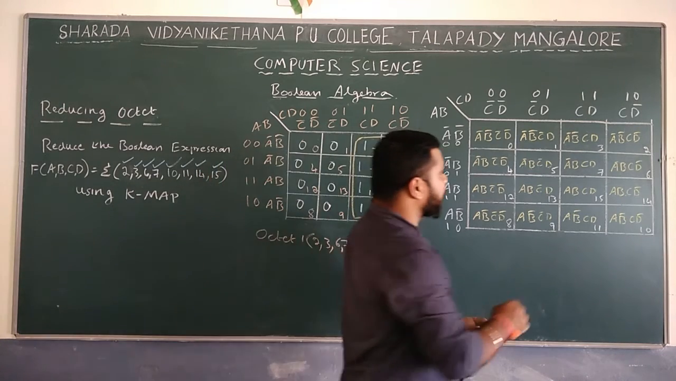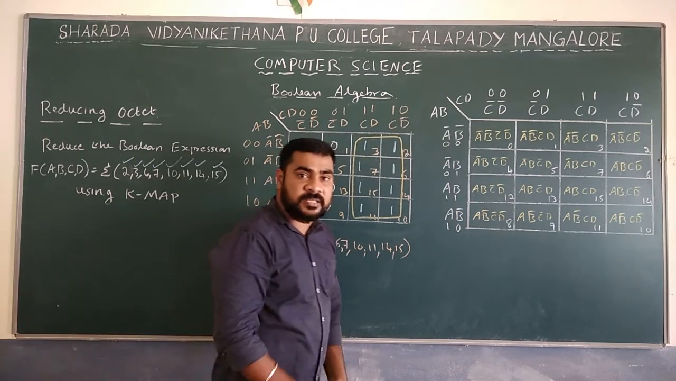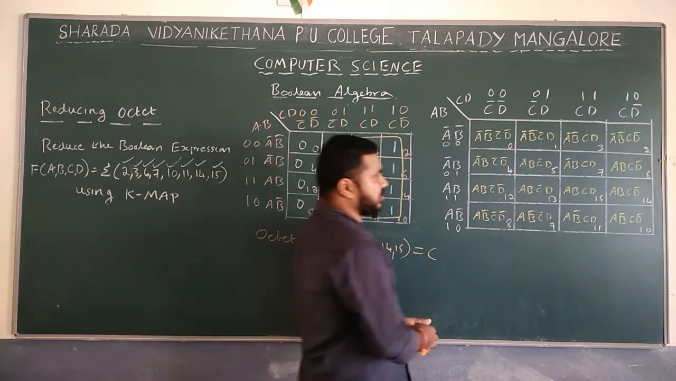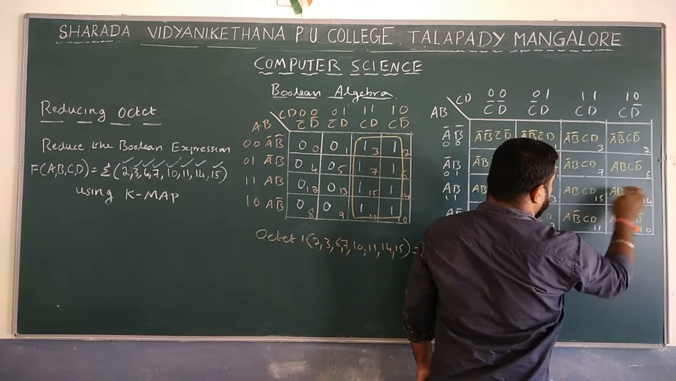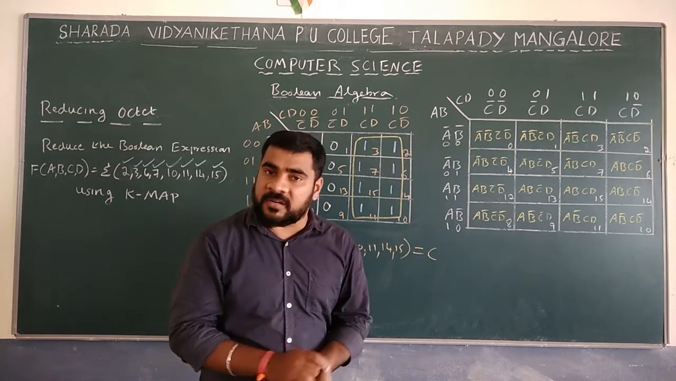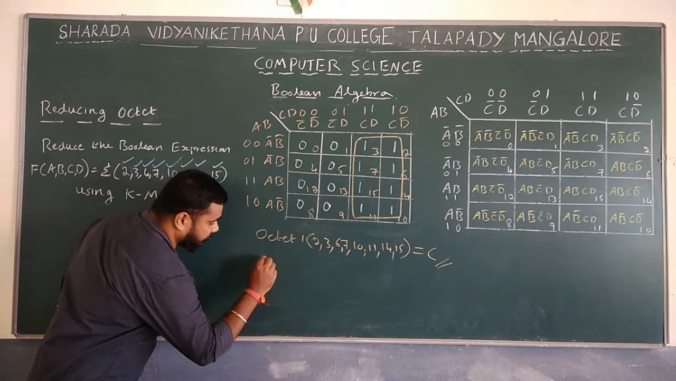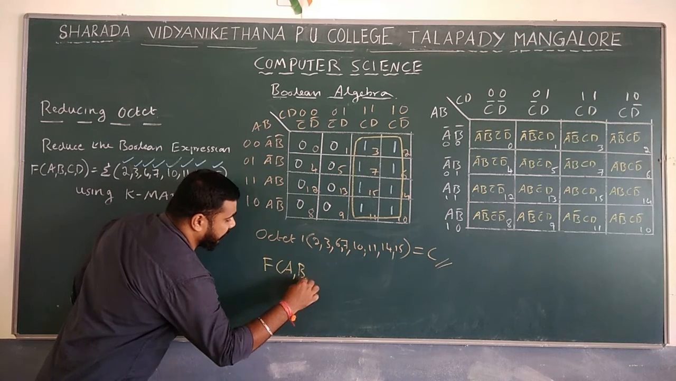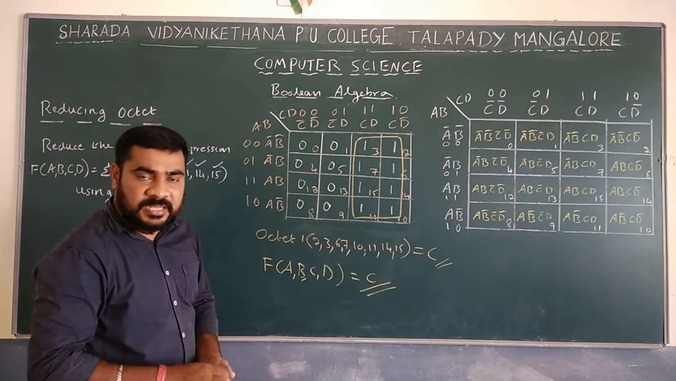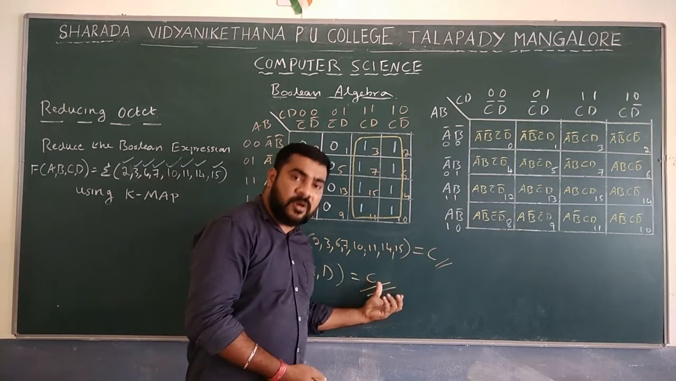What is the next term? C: in all the 8 cells, C is the common term. That we should write. Then what is the last term? D dash, D dash, D dash, D dash; D is present and D dash is present, so that is not a common term. Only one common term is there, that is C. So what is the final expression? The final expression is F of A, B, C, D equals C, because this big expression is reduced to only one variable.